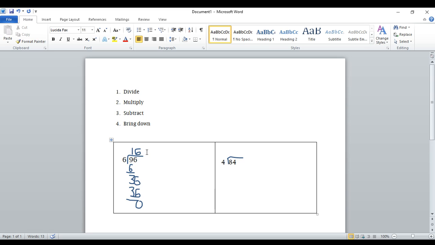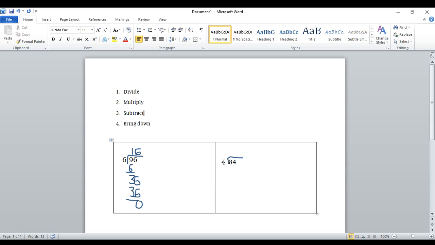And as I've told you in class, it's a little bit like a ladder. We start up here, we move down, we subtract, then we divide with this number, we subtract, and we end up with this number right here, which happens to be a 0. We're going to learn later about remainders. So let's try it one more time with 84 divided by 4.